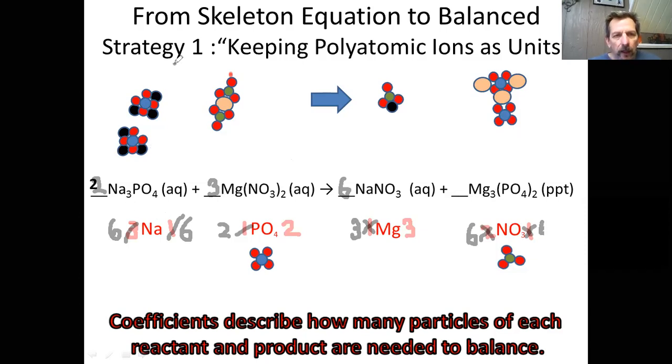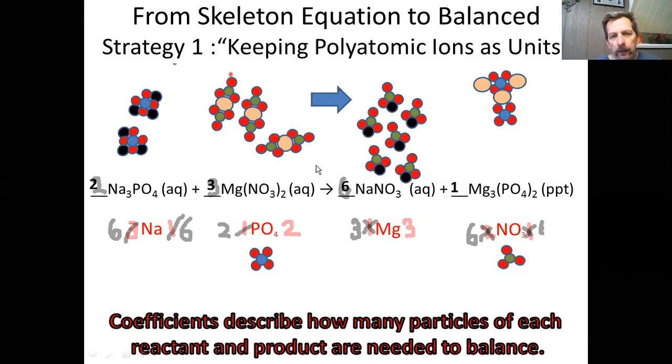So our coefficients become 2, 3, 6, and 1. If we look at what the visual up top shows us, 2 particles of Na3PO4, 3 particles of Mg(NO3)2, 6 particles of NaNO3, and 1 of Mg3(PO4)2. By keeping the polyatomic ions together as units, it helps us balance an equation with a little bit more efficiency. So whenever we notice a polyatomic ion, look to see if it's also on the opposite side, and that will allow us to set up our inventory. So our coefficients 2, 3, 6, 1 create a balanced equation here.